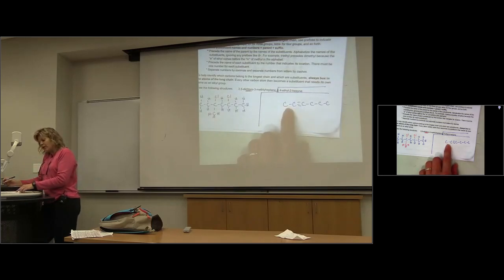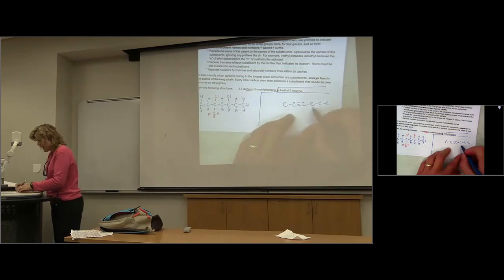What do we have on our 4th carbon? Ethyl. So 1, 2, 3, 4. And what is ethyl? CH2, CH3.